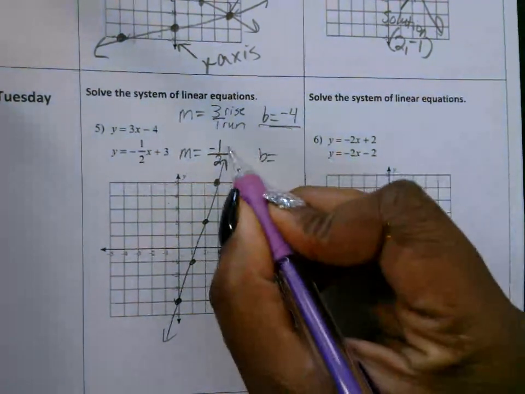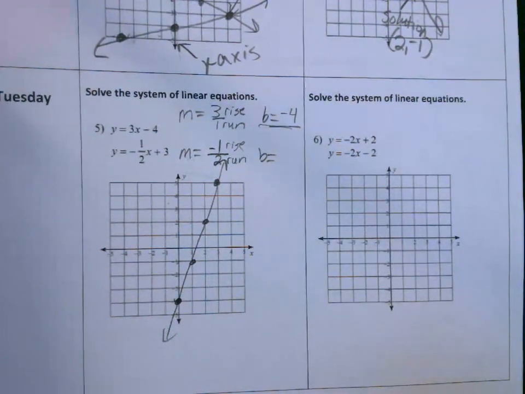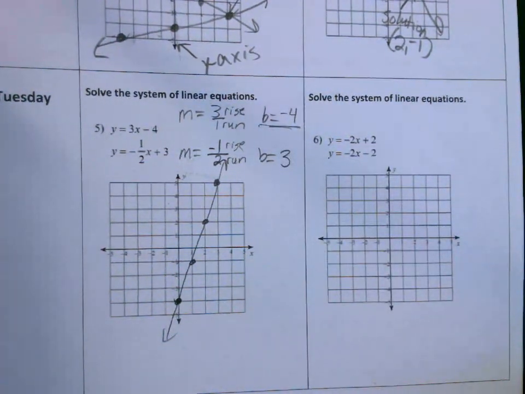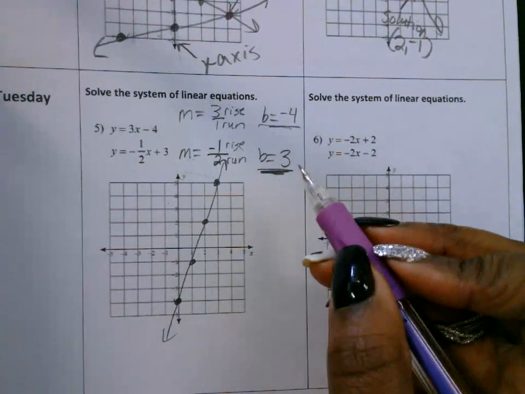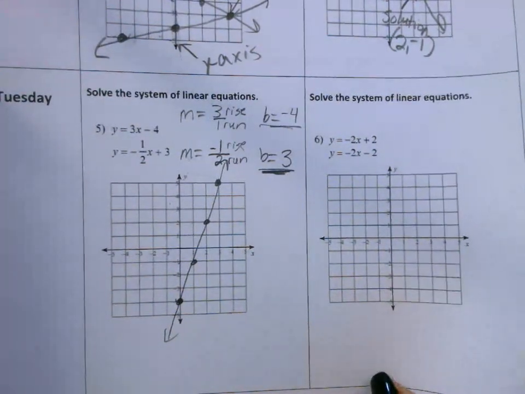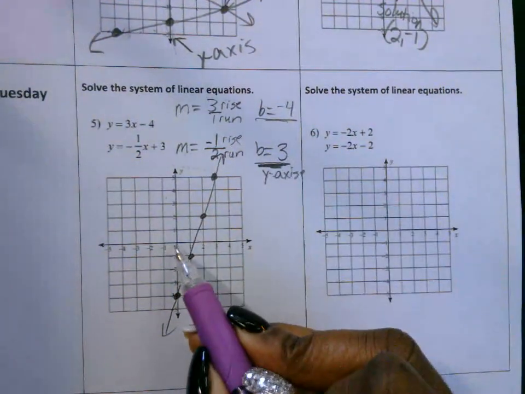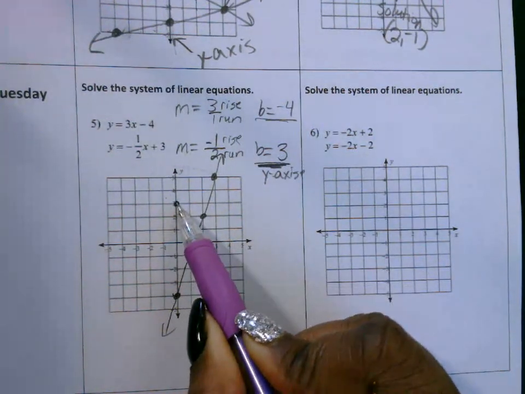So we label the top number as rise and the bottom number as run. Now what's our B here? Positive 3. So where are we going to graph 3? On which axis, the X or the Y? The Y. Always the Y axis. So 3 on the Y axis is up 3 from the origin. And put your pencil here.